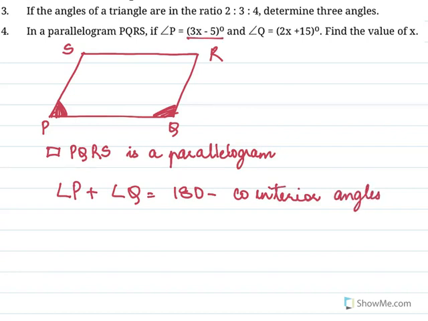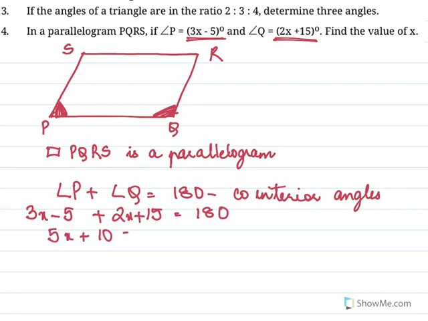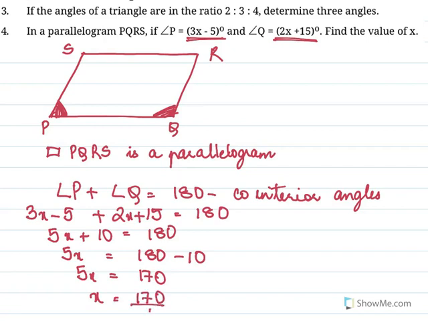So angle P we know is 3x minus 5, and Q is 2x plus 15. This is 180. So we have 5x plus 10 equal to 180. 5x is 180 minus 10. So 5x is 170. And x is 170 over 5, which is 34. So the value of x is 34.